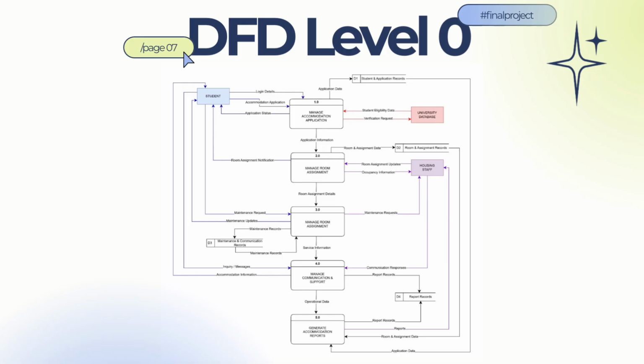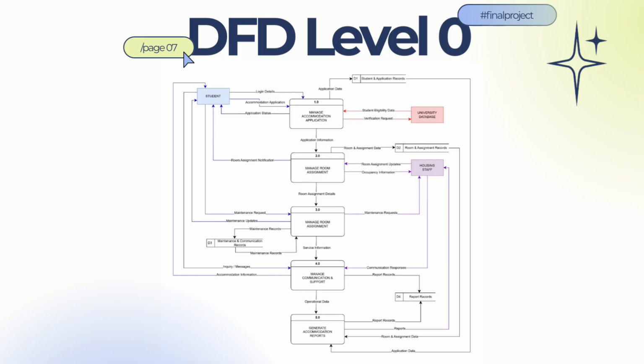Approved application information is used to assign rooms. Room assignment data is stored in the room and assignment records data store, and room assignment notifications are sent to students. Housing staff also provide occupancy information and assignment updates. The third process is manage maintenance. Students can submit maintenance requests, which are recorded in the maintenance and communication records data store. Housing staff receive these requests and provide maintenance updates.